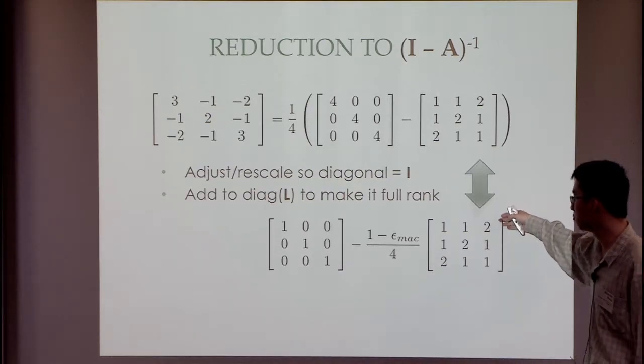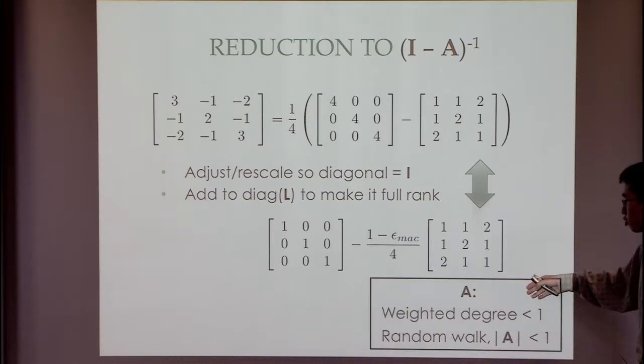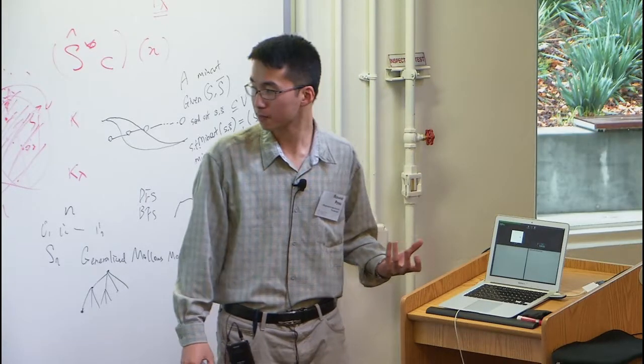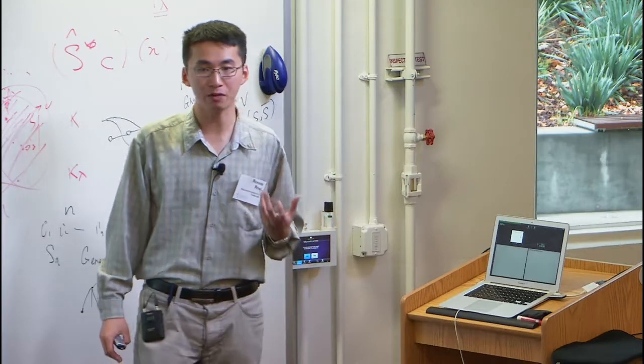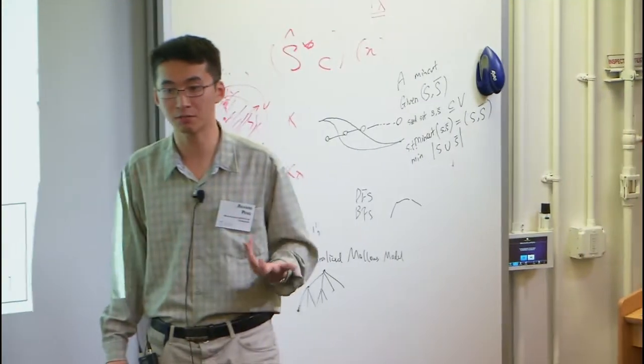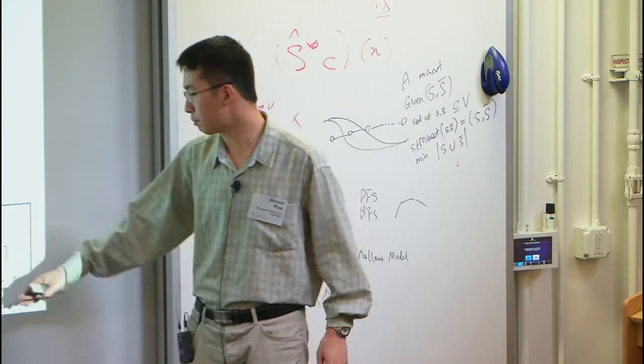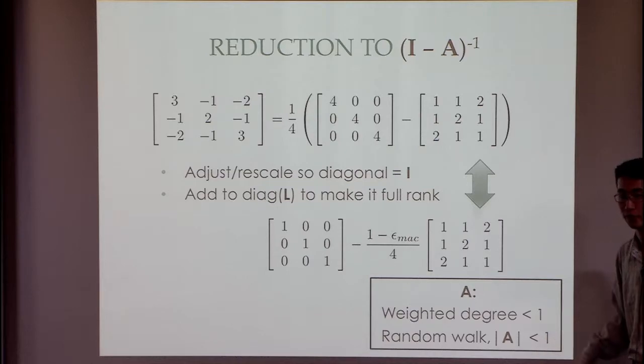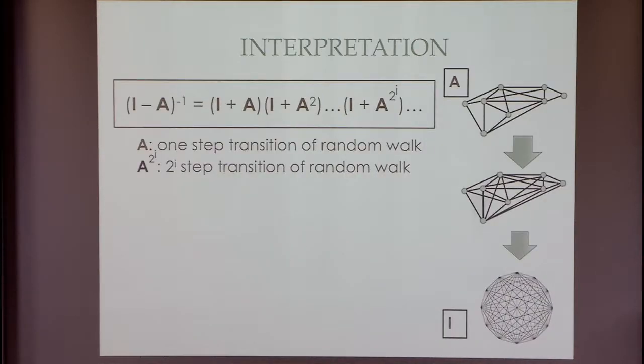But what this lets us assume is that A is a weighted graph where the weighted degree at every vertex is at most 1. So A can be viewed as the transition matrix for a random walk, a lossy random walk. So the spectral norm of my matrix is at most 1. So this is how I can reduce my problem to the case where it more or less behaves like a number between -1 and 1. And once I have this interpretation, I can start interpreting this kind of factorization.